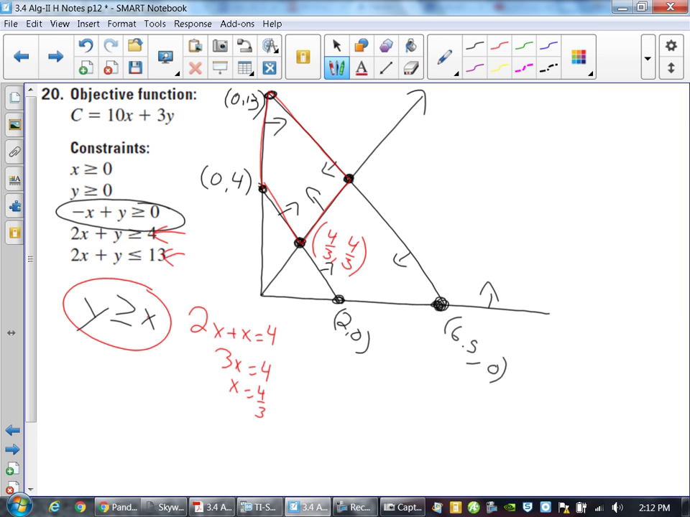And I do the exact same thing with the other line. Y equals x. 2x plus x is 13, which means x is 13/3.